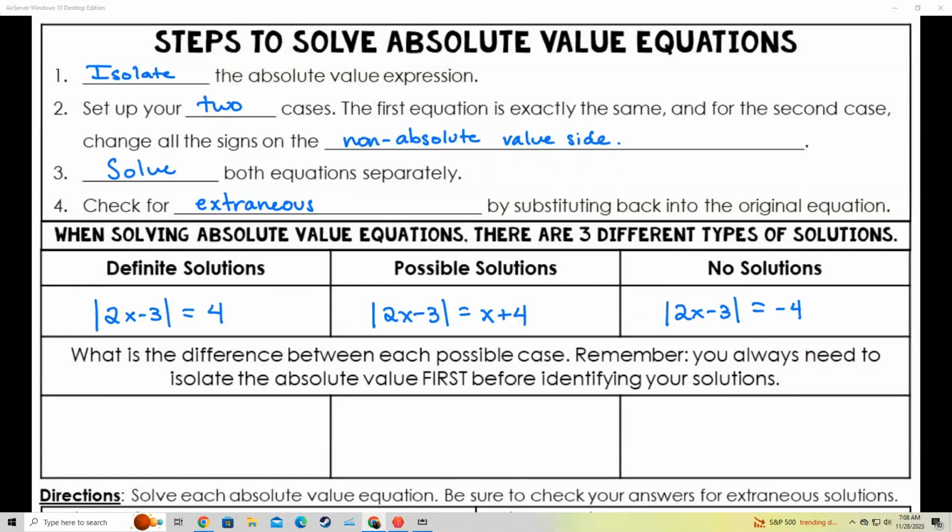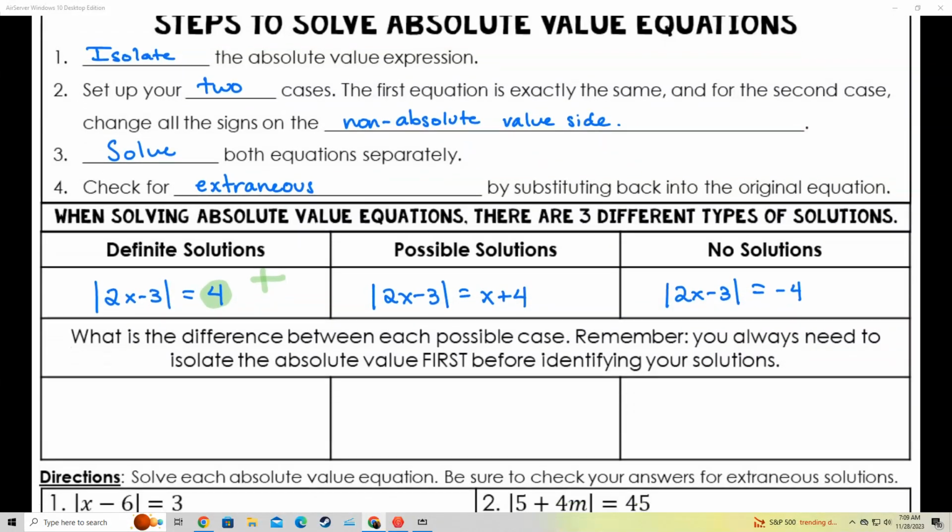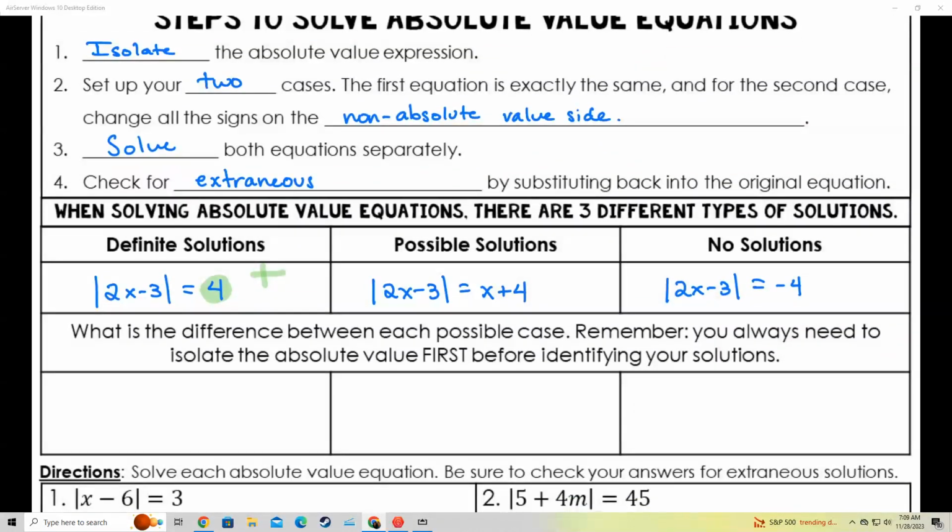Well, obviously the left-hand side is the same, right? You have the absolute value of something. And what happened? Well, let's see. On the left-hand side, you ended up with a positive number as your answer. When you end up with a positive number as your answer, you're going to end up with two solutions.